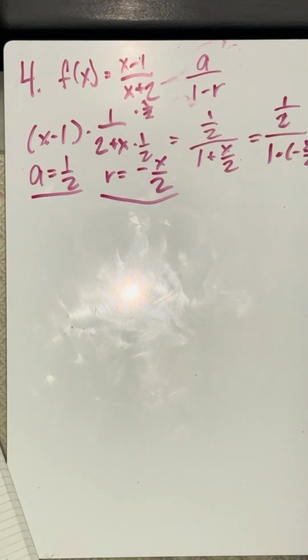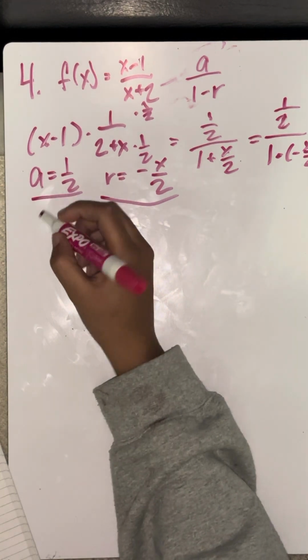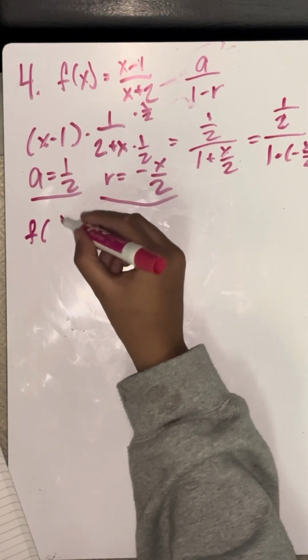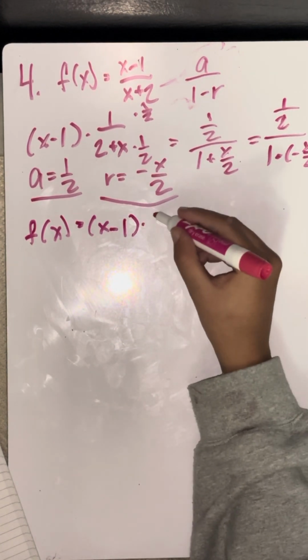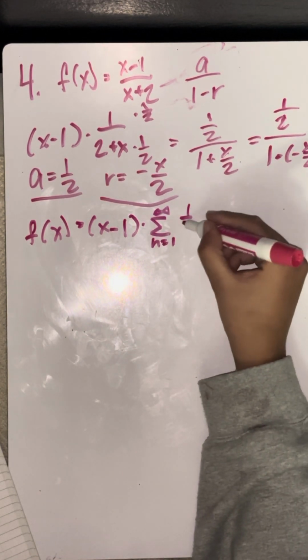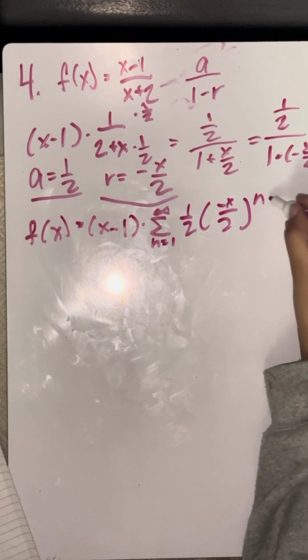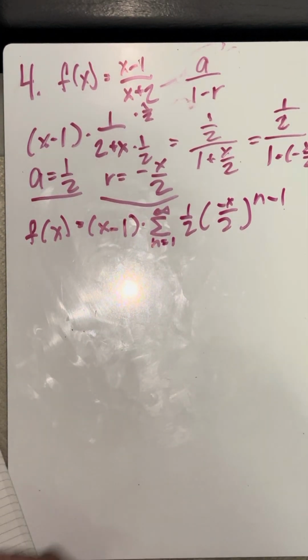Now we can write this out as a power series. We can do f of x equals x minus 1 times the sum from n equals 0 to infinity of 1/2 times negative x over 2 to the n minus 1. And now that we have this, we can do our ratio test.